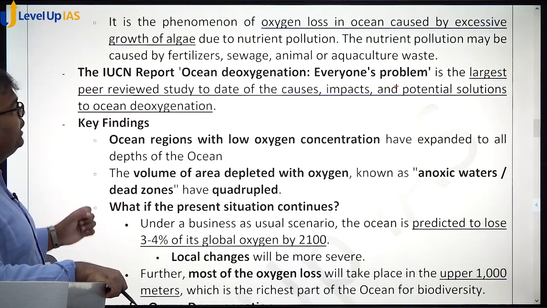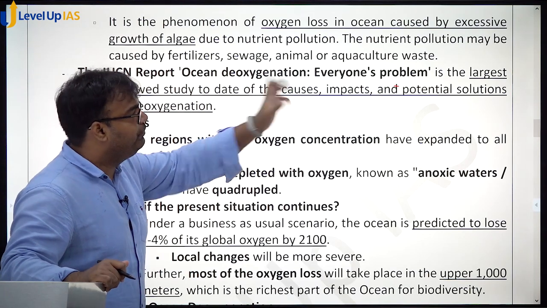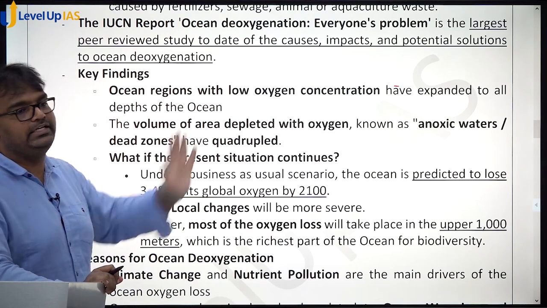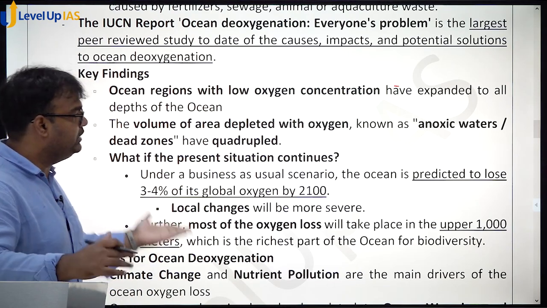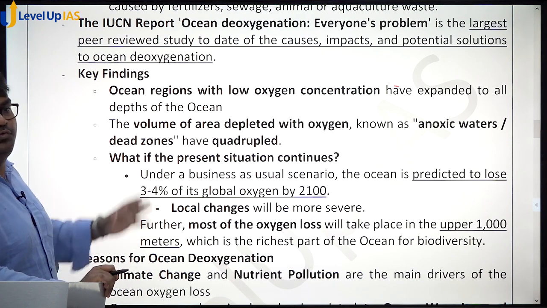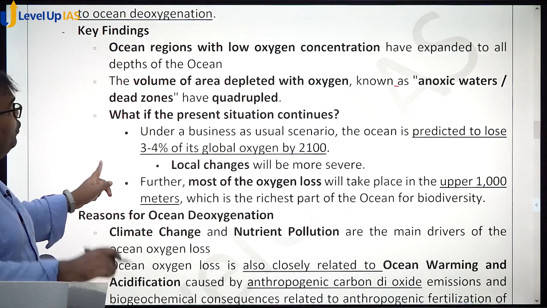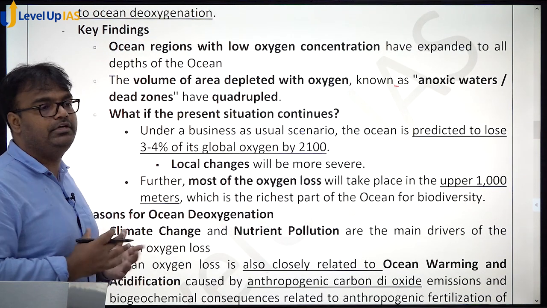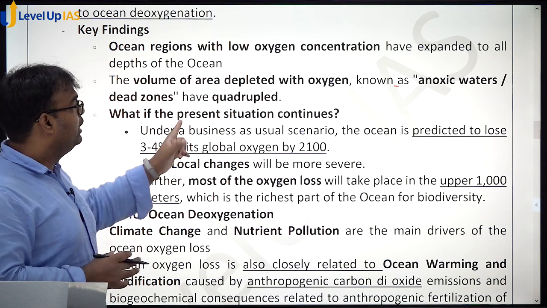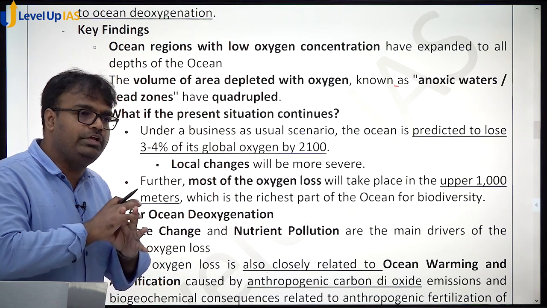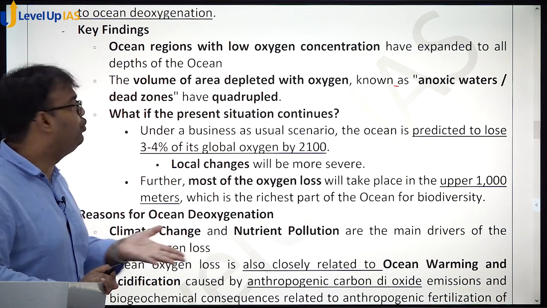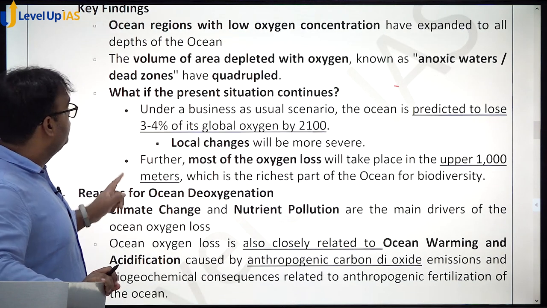According to a report by IUCN, deoxygenation is everyone's problem. Ocean regions with low oxygen concentration are increasing in area. More and more ocean region is now without oxygen or with less and less oxygen. The overall area depleted of oxygen, which does not have oxygen in which life can survive, has quadrupled, has become four times now.